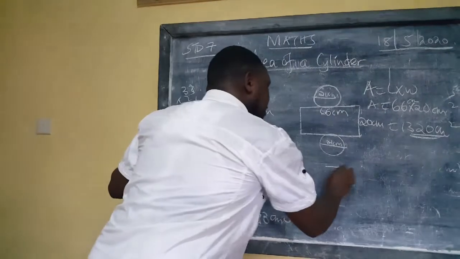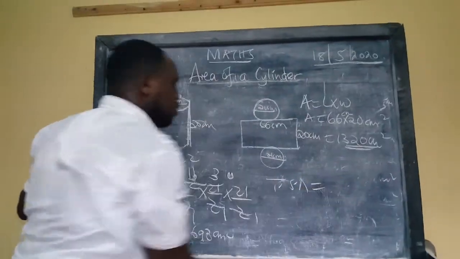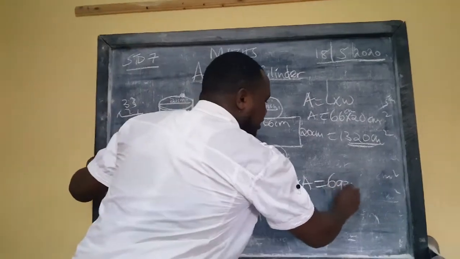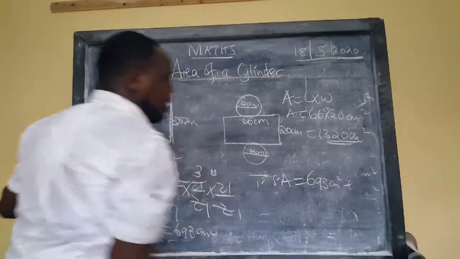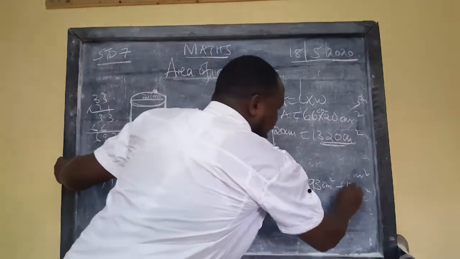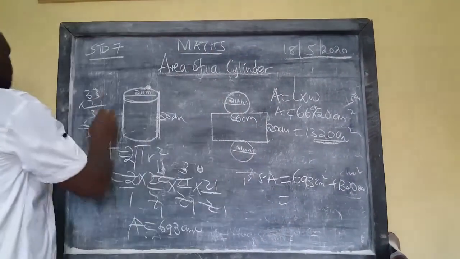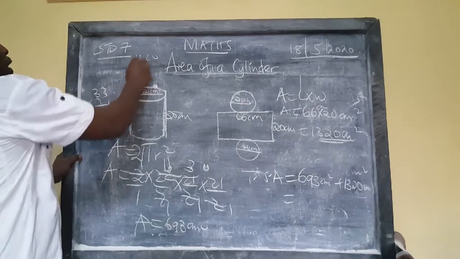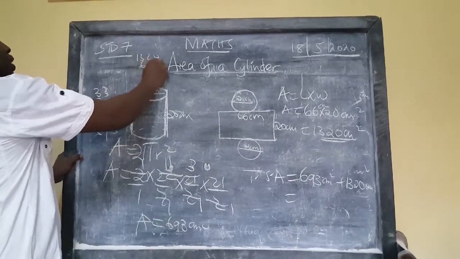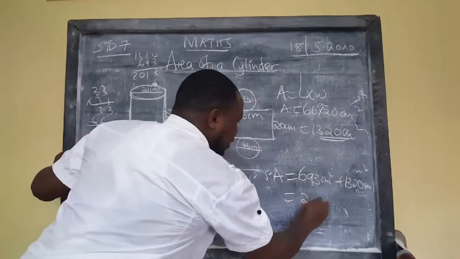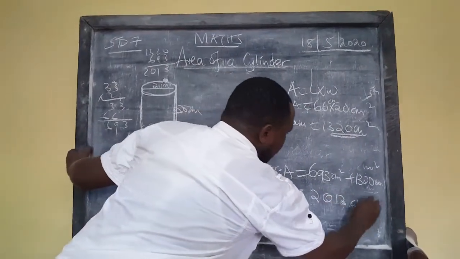So the total surface area of the cylinder is going to be the area of the circular parts, 603 centimeters squared, plus the area of the rectangle, 1,320 centimeters squared. This is going to give you 693, 3102, 2013 centimeters squared.